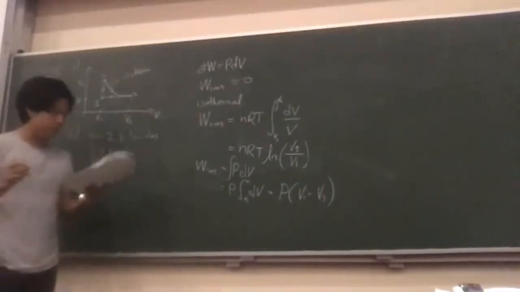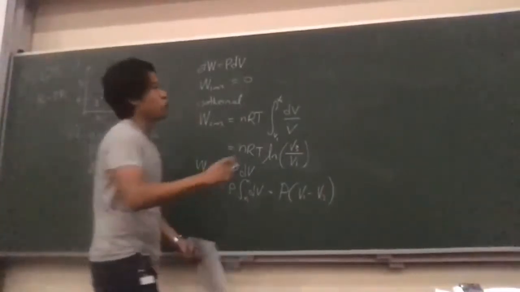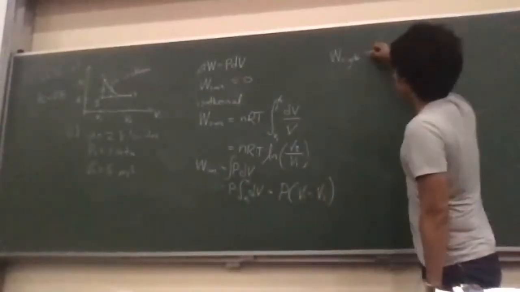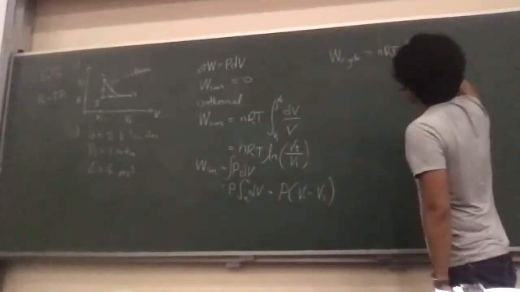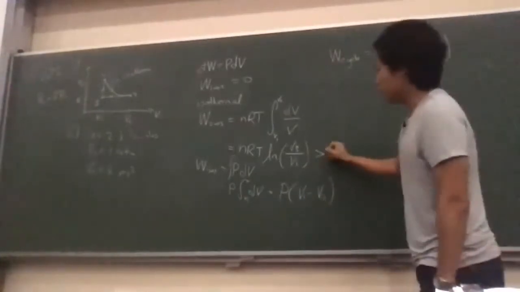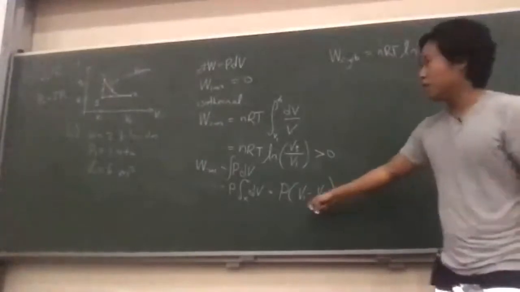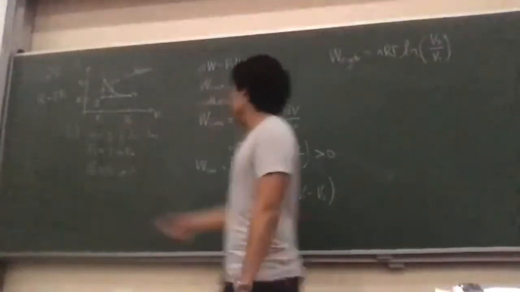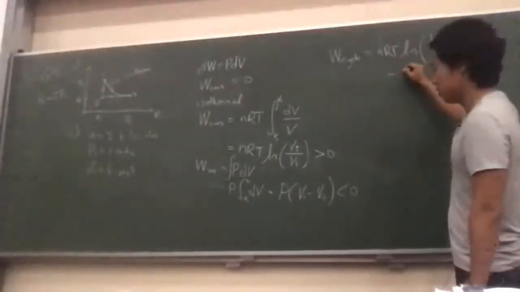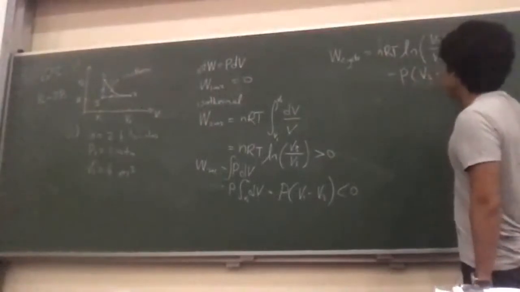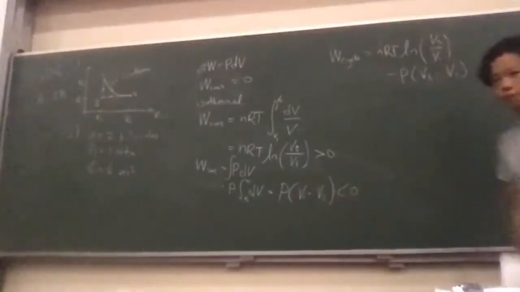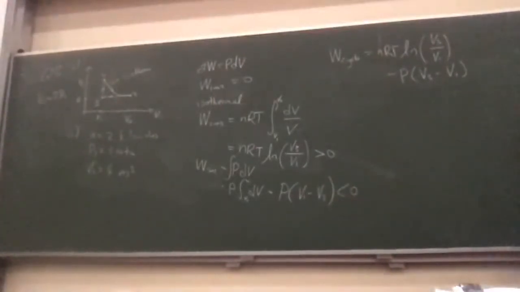Okay, so to find the total work, you just sum all of them together. So the work over the entire cycle is the sum of all of the work. So you get nRT log of V3 on V1. This one's positive, so you can just leave it as it is. But since V3 is larger than V1, this other term will actually give you a negative work. So to make it clearer, rather than adding this, just subtract P times (V3 minus V1) to avoid any confusion. Because you know this is going to be negative, so just swap it.